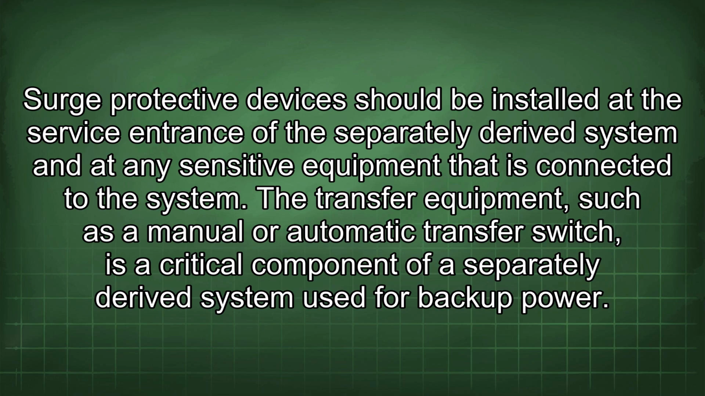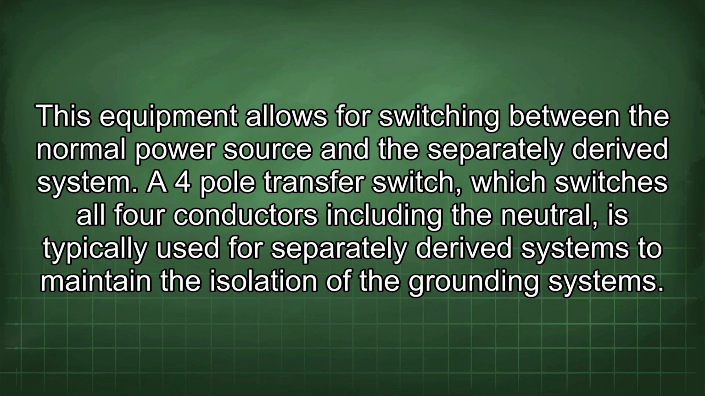The transfer equipment, such as a manual or automatic transfer switch, is a critical component of a separately derived system used for backup power. This equipment allows for switching between the normal power source and the separately derived system. A 4-pole transfer switch, which switches all 4 conductors including the neutral, is typically used for separately derived systems to maintain the isolation of the grounding systems.